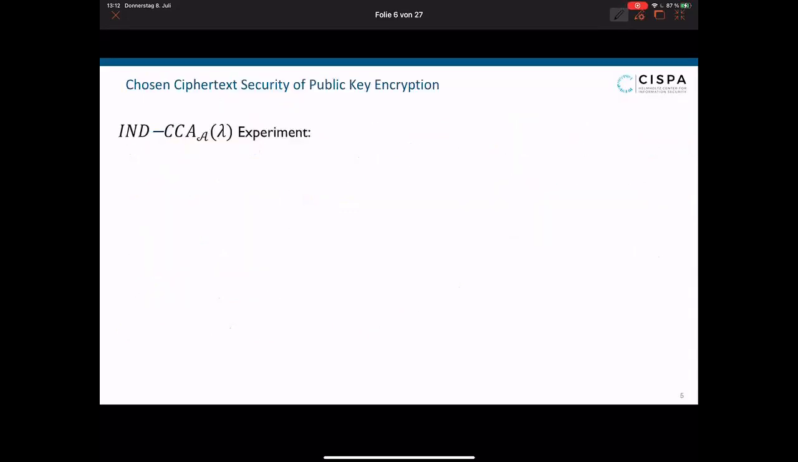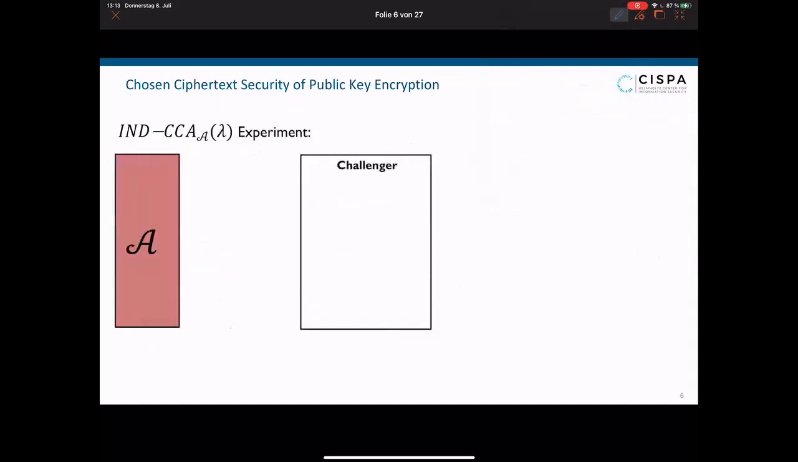And since we have that out of the way, let's define chosen ciphertext security for public key encryption. And of course, it again works analogously to the private key setting. We have an adversary and a challenger.